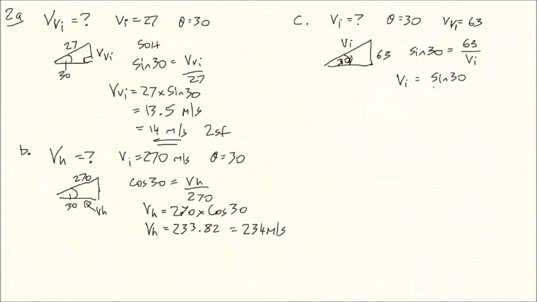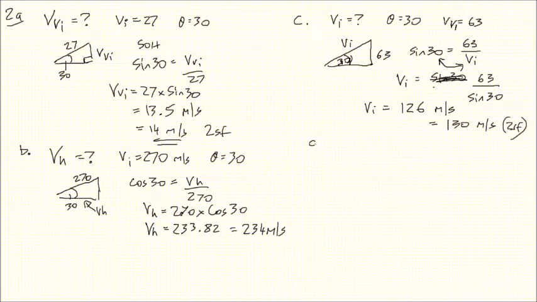When we rearrange by multiplying both sides by VI, we get VI times sine 30 equals 63. We rearrange some more by dividing by sine 30, and we get VI equals 63 divided by sine 30. We do that with our calculator and we get VI equals 130 meters per second. Now you can do a sense check here. VI has to be larger than the VVI, and that's true. In fact, it's double it.